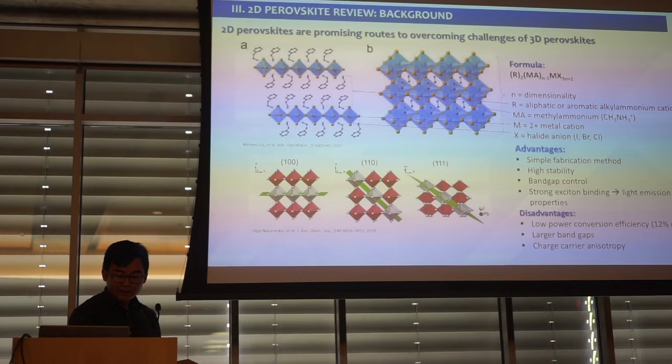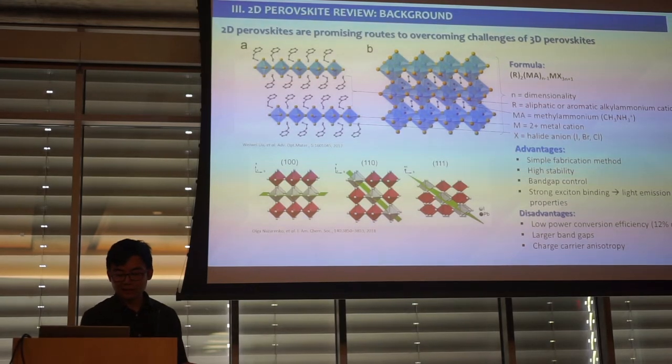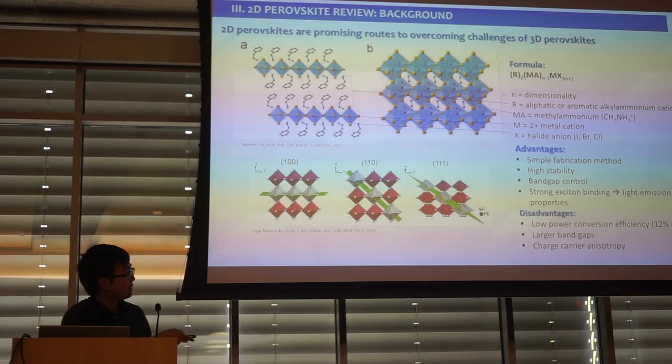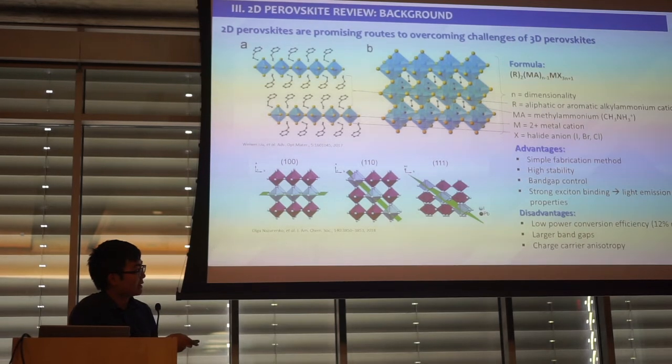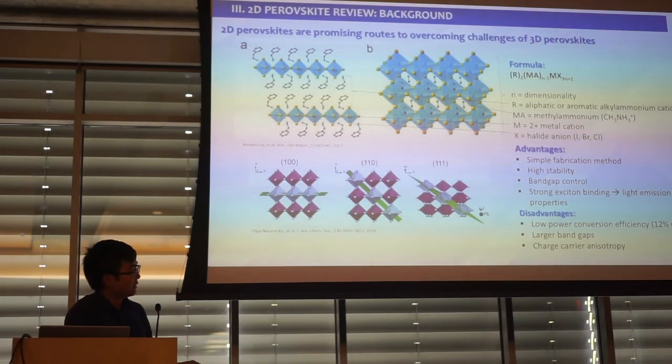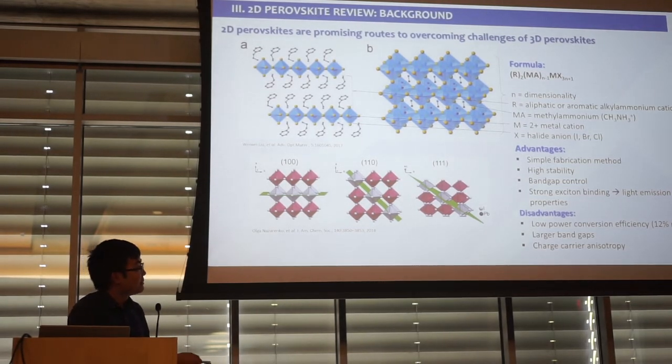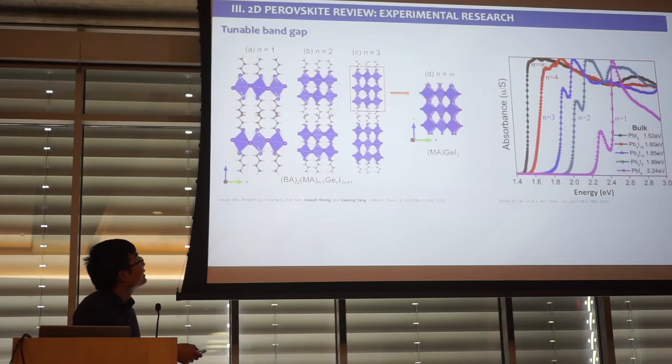There are some disadvantages of these materials. The power conversion efficiency is much lower compared to 3D perovskites. So from looking at the literature, we find that the record efficiency is about 12%, compared to 24% for 3D perovskites. We also see typically they have a larger band gap and charge carrier anisotropy, which is not very good for solar cell performance.